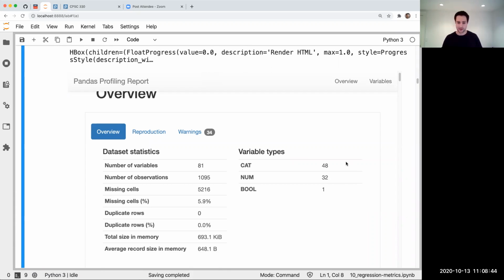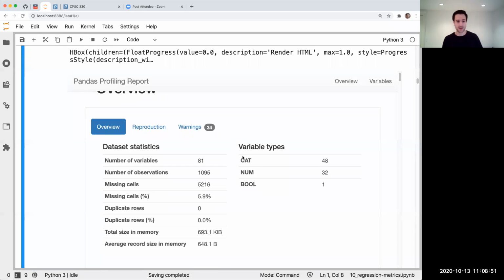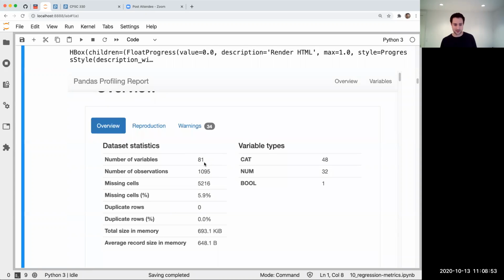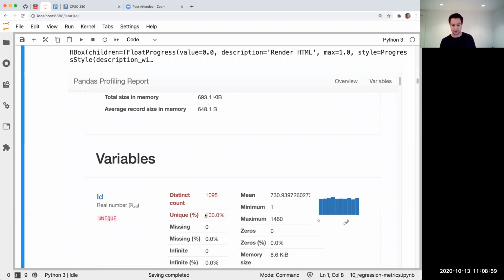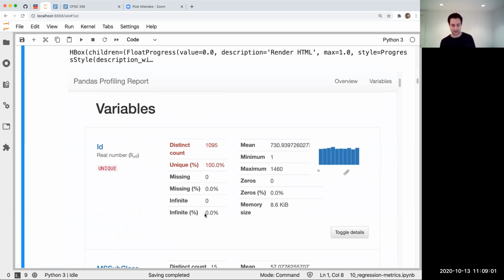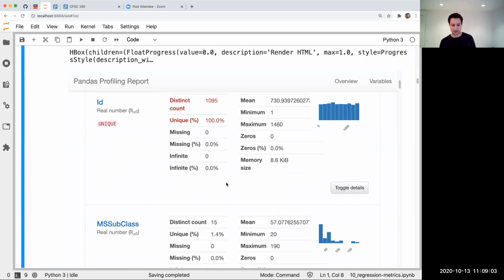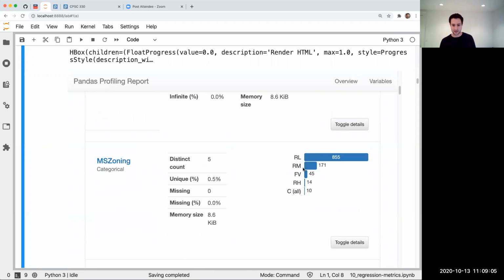By the way, it's just doing its best to identify that, but it could be wrong. It's looking at the Python data type, but that isn't always the real data type. So we have 81 features, 1,095 places, a bunch of 6% missing. We can see all these histograms of the ID column. Yeah, we don't really care about that. But you can see all these different things.